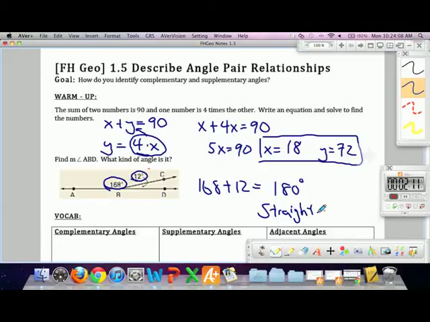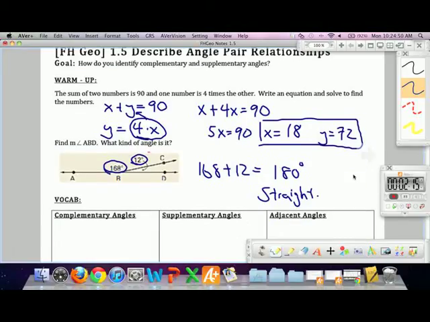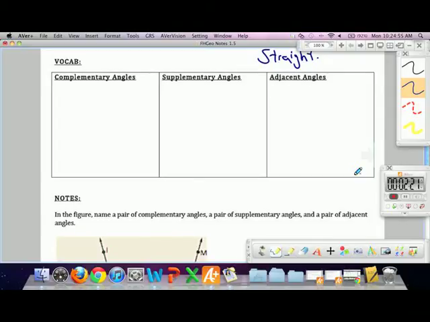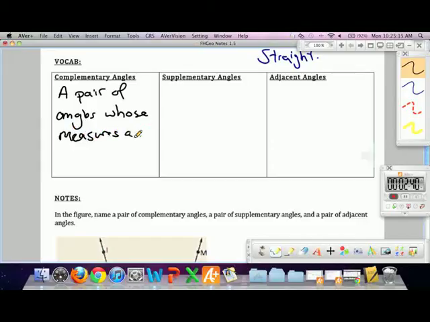Let's see. The first 3 types of angles are the following. Complementary angles. A pair of complementary angles are a pair of angles whose measures add to 90 degrees. A pair of angles whose measures add to 90 degrees.